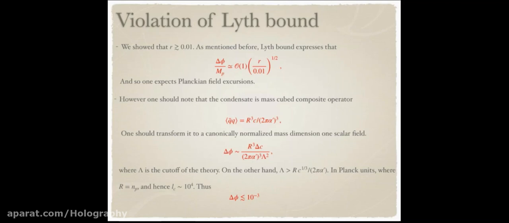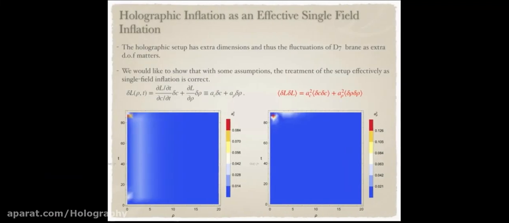On the other hand, you would expect that Lambda, the cutoff of the theory, is bigger than the quark condensate at the minimum of the potential, where epsilon, the energy density, had an oscillatory behavior. Using that, you would see that delta phi, the excursion in the mass dimension 1 operator, is indeed about 10 to the power of minus 3 M Planck in the example that we worked out. So even though we obtain a tensor scalar ratio of order 100, the mass dimension 1 field, which is constructed out of the mass dimension 3 composite field, remains sub-Planckian.